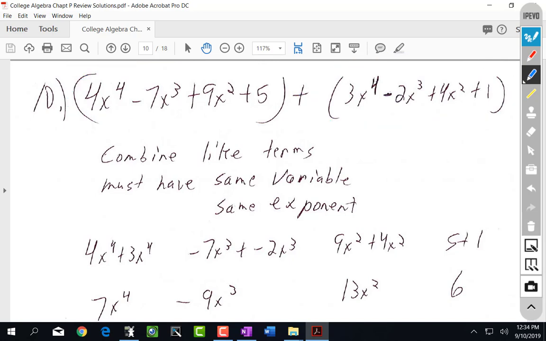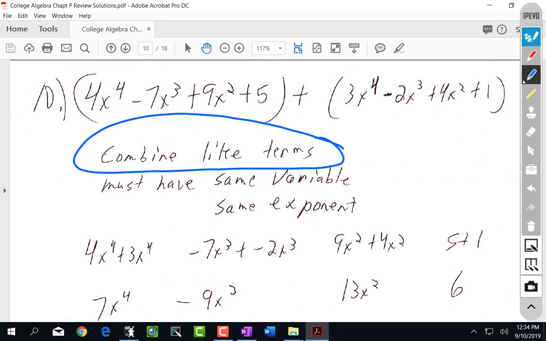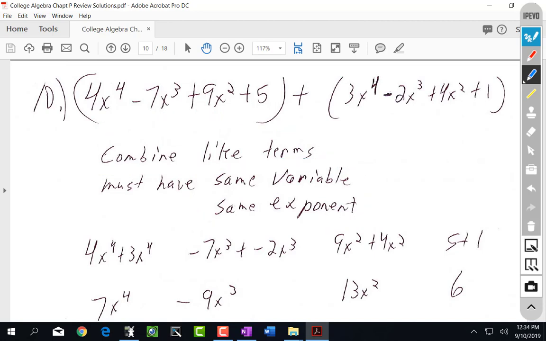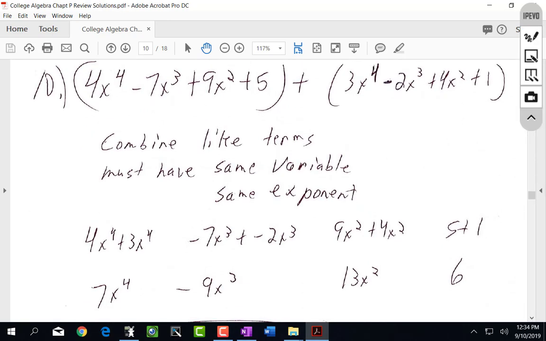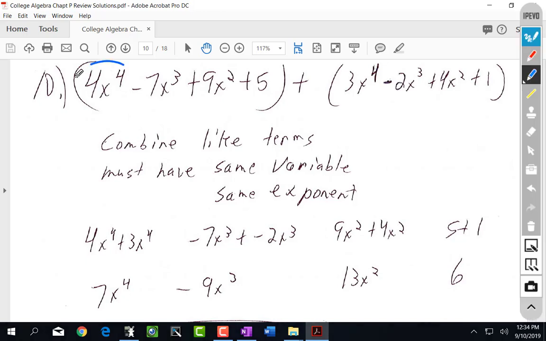So to be able to add these together, you're going to combine like terms. Like terms mean they have the same variable, same exponent. You're going to notice your answer will always end up with the same variable, same exponent. So let's go ahead and find our like terms on this problem right here.